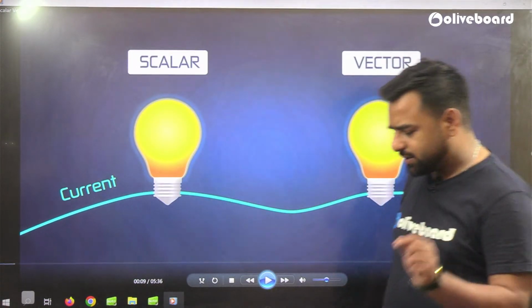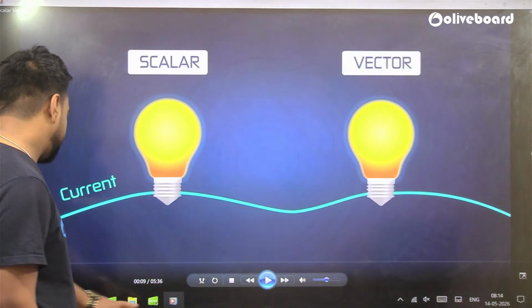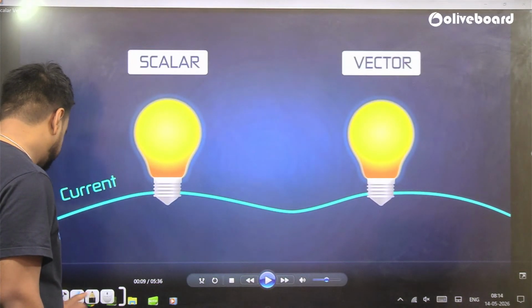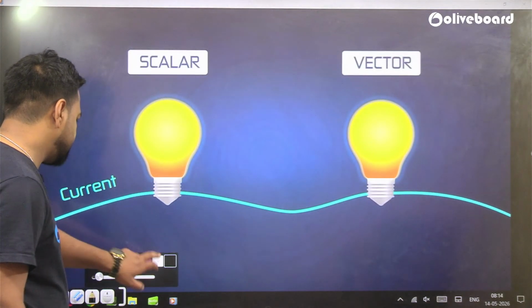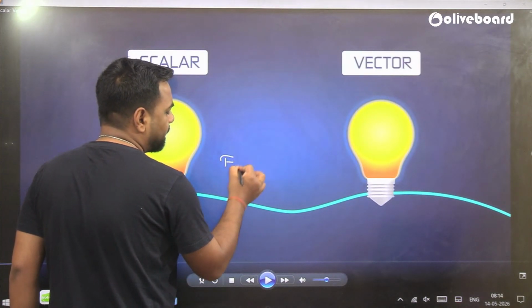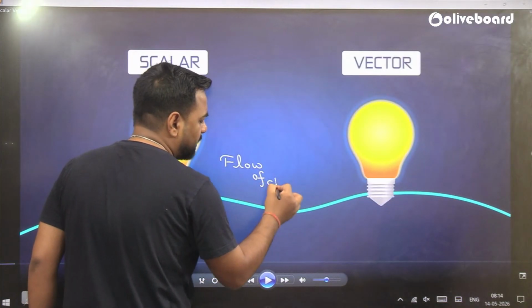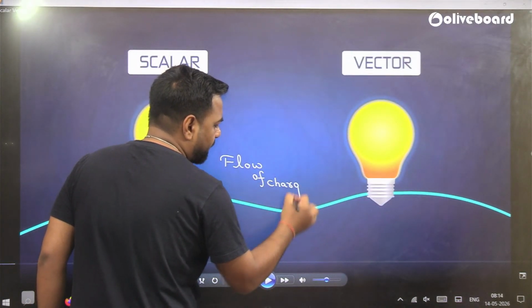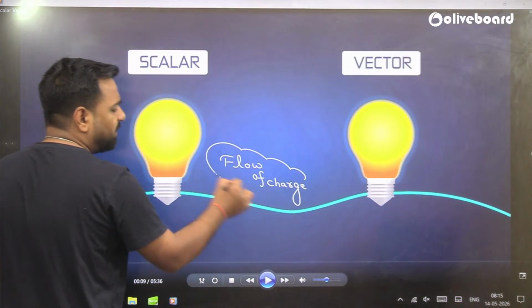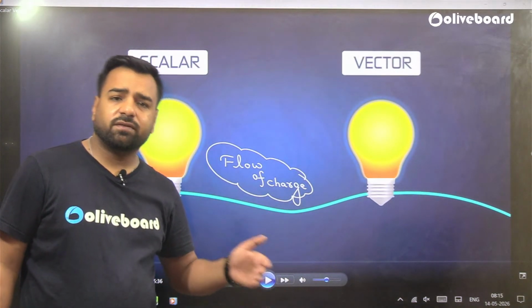So you'll say, sir, see, when you're talking about the current, we are aware of what current is. So for the current, what is it? That is the flow of charge. Why am I telling this? This is again from a previous year question, so you must remember this. Guys, charges may be positive, they may be negative.